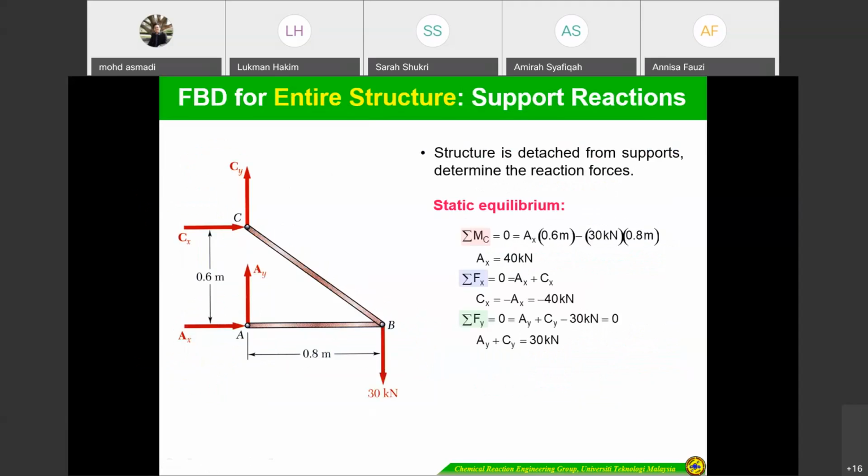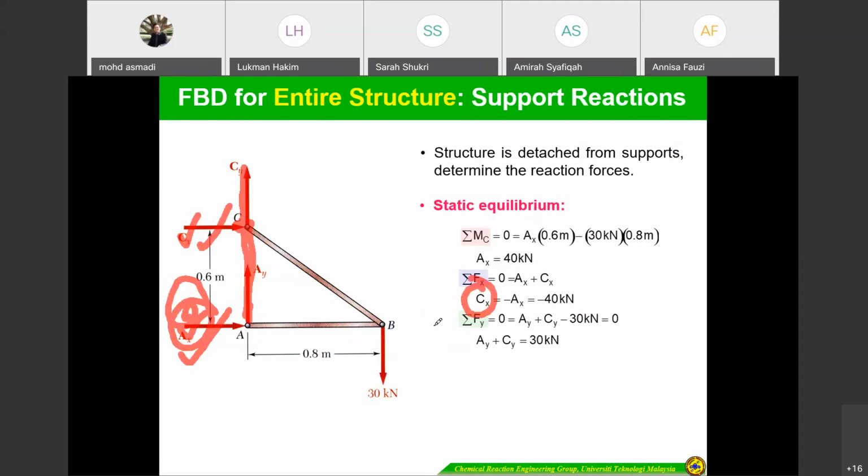So if you look at here, we start with the total moment at C, and then we can get AX, and that's total Fx, we can get Cx, since we already reduced the number of unknowns. So if total moment at point C, this one we can reduce. This one also crosses this line. There's no distance. That's why we can determine AX. If total Fx, since we determine AX, we can determine Cx.